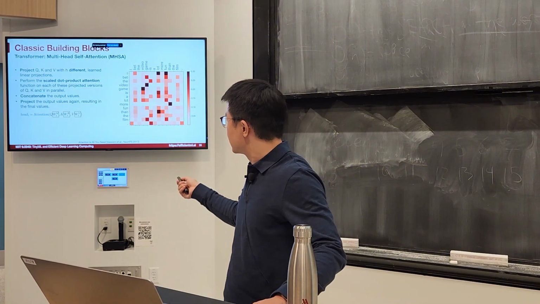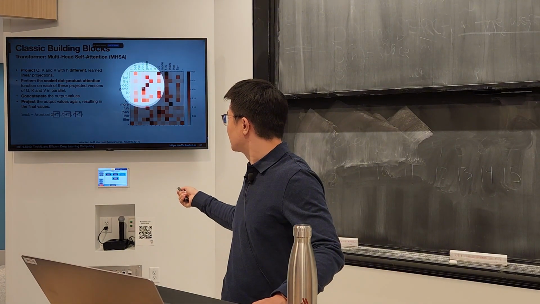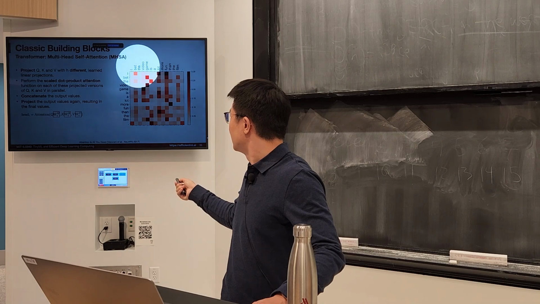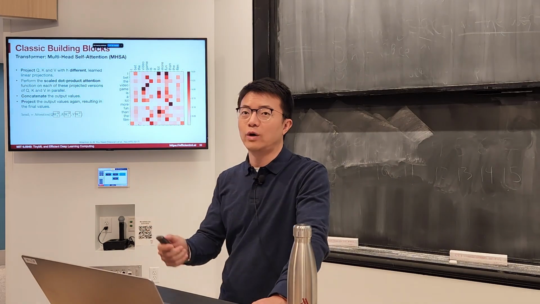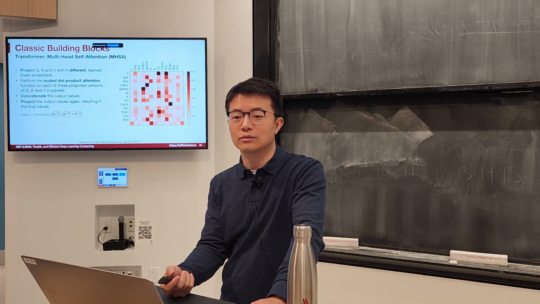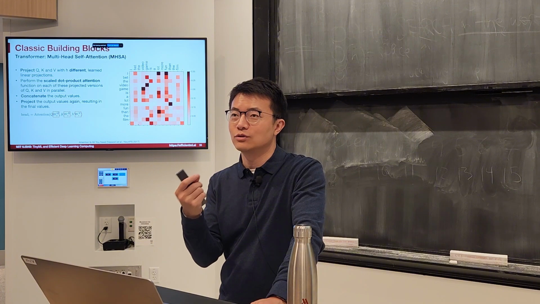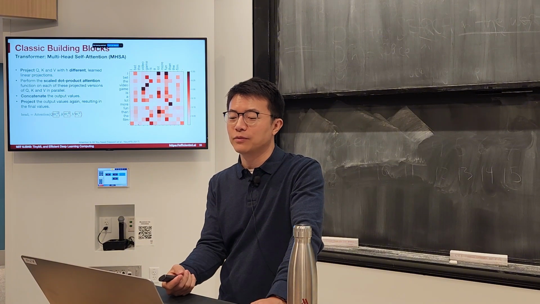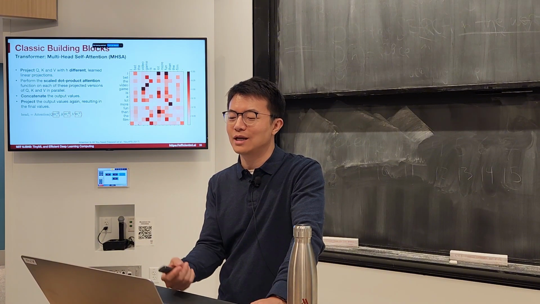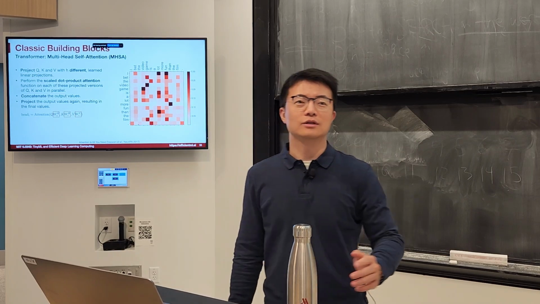Naturally, you can see some of the tokens don't attend to anything. Pretty much everything is white, meaning they're not attending to anything. So in a future lecture, we are going to talk about token pruning. Tokens like that can be safely pruned.